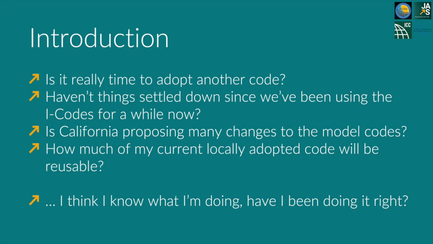So, is it really time to adopt another code? Haven't things settled down since we've been using the I-codes for a while now? Is California proposing many changes to the model codes? Just how much of my current locally adopted code will be reusable? I think I know what I'm doing, but have I been doing it right?